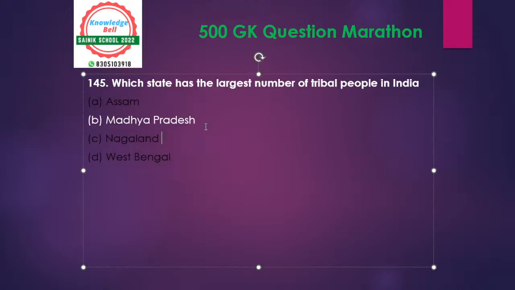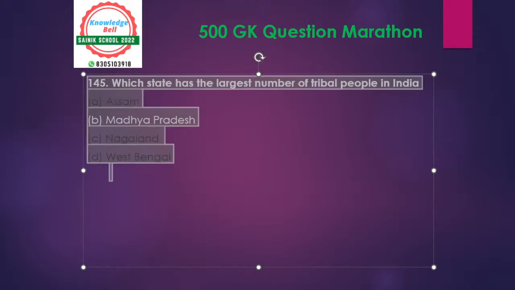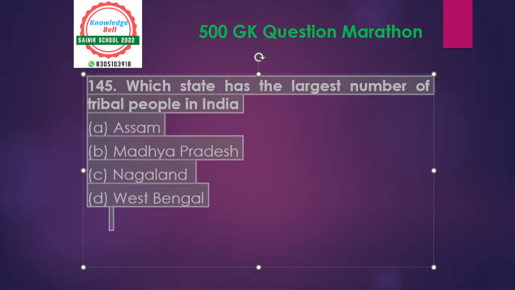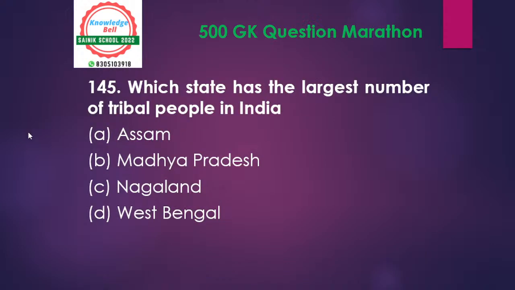The next question: which of the following states has the largest tribal population in India? I have just given you the answer. Which state has the maximum tribal population? Correct, everyone is right here. So B is the correct answer, Madhya Pradesh. Madhya Pradesh has the maximum tribal population and the maximum number of tigers. That's why it is called the tiger state of India.